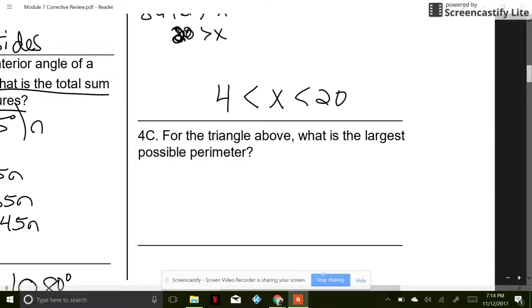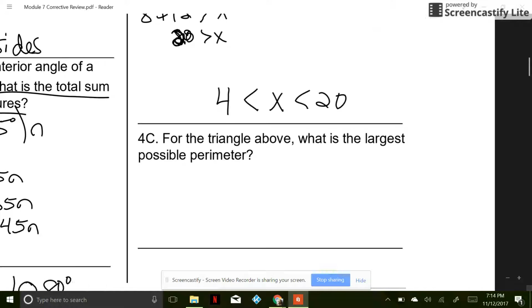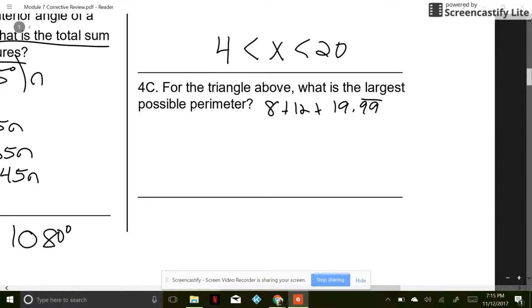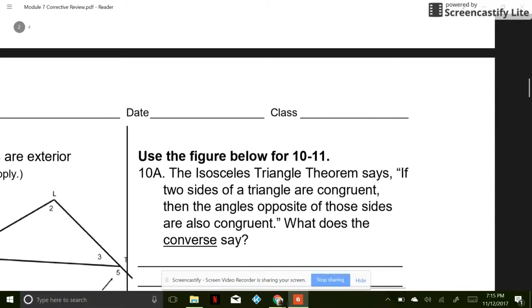So for the triangle above, what's the largest possible perimeter? Well, X has to be less than 20, so the biggest value X could have technically would be like 19.999 repeating. So if we add up the two sides we already have, plus 19.9 repeating, the largest possible perimeter would be something like 13.99 repeating. What's our units on this? Centimeters, technically, since X has to be less than 20.